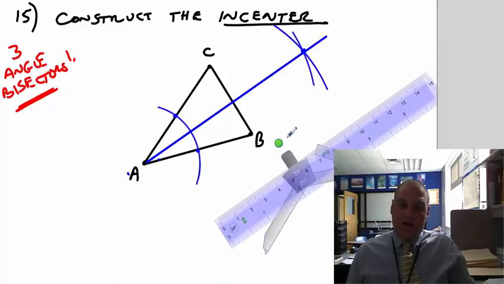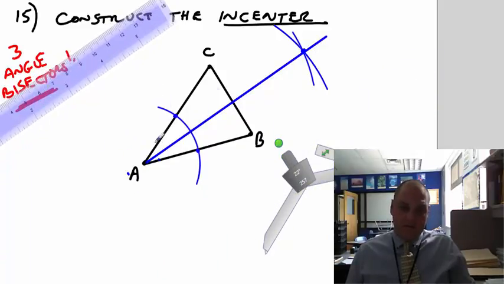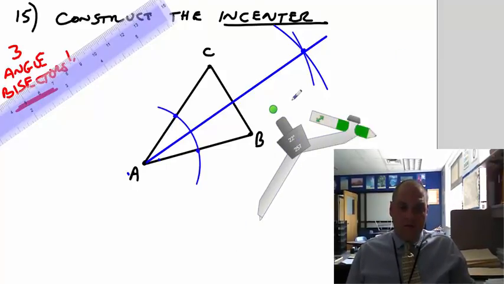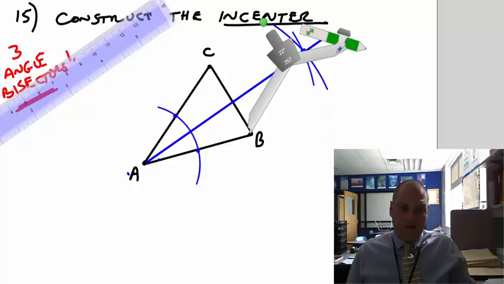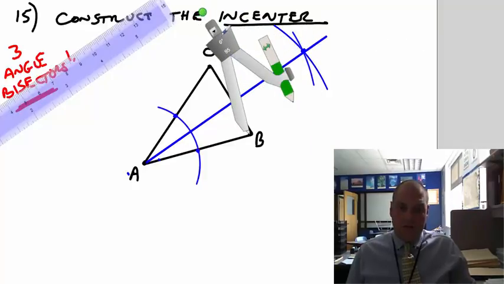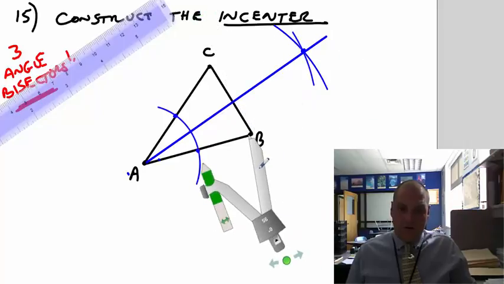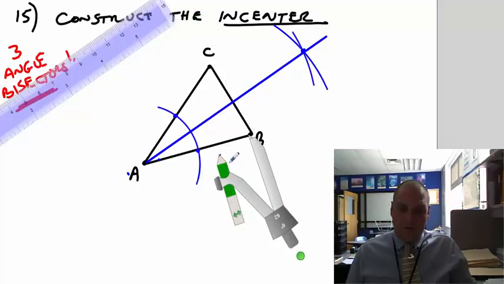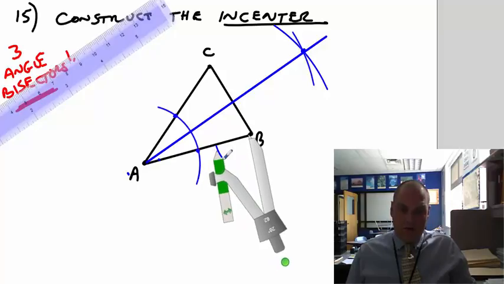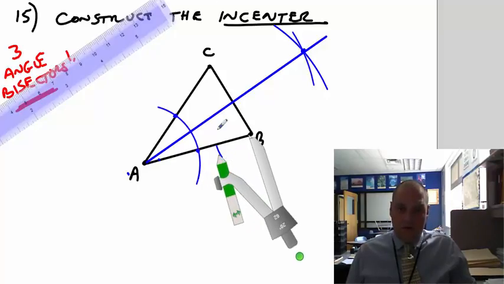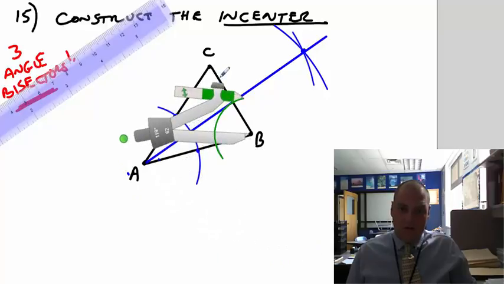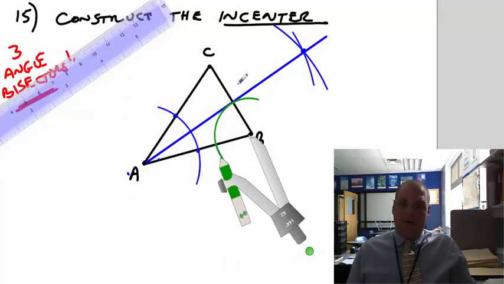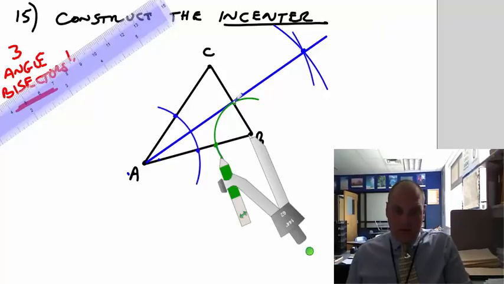I bisected angle A. Now I have to bisect angle B. All right, so I'm going to switch to green while I do that. I'm going to make the compass smaller. We don't need such a big one to start. I'm going to go even smaller. Green, there we go. That's just a coincidence that it hit that one right there. We don't care about that. All right, so there's one point right there and one point right there.